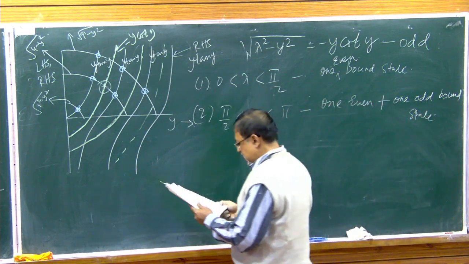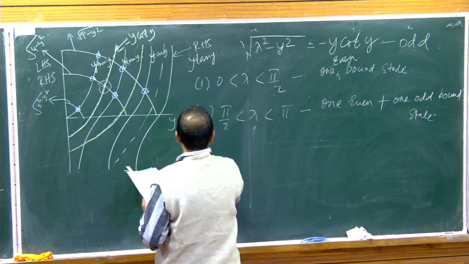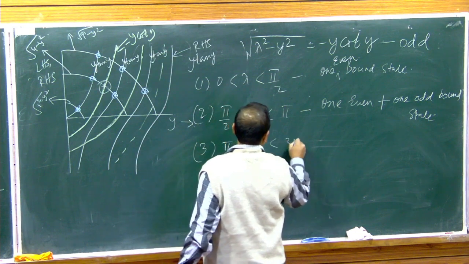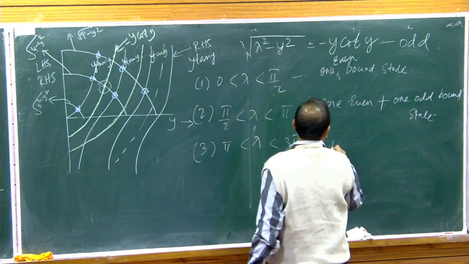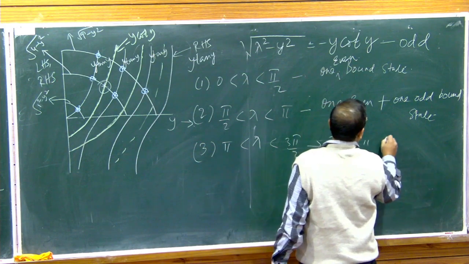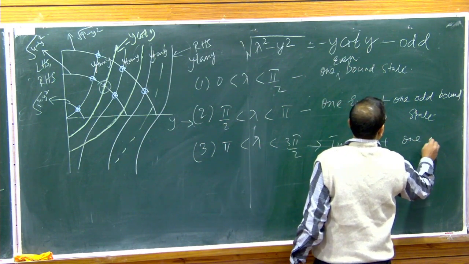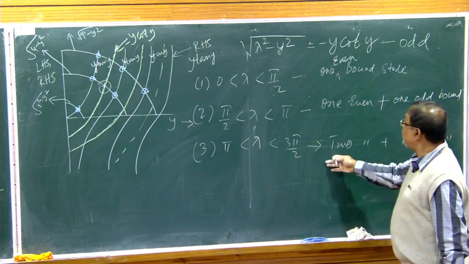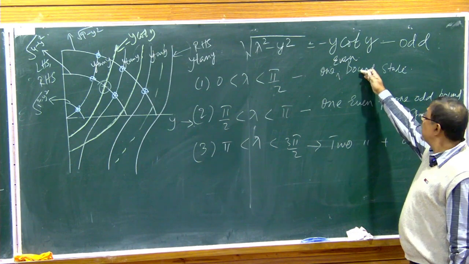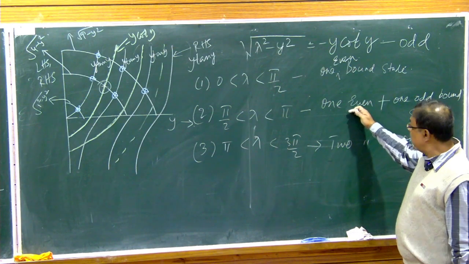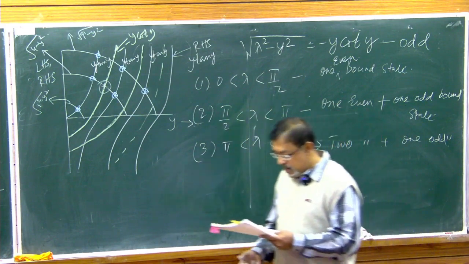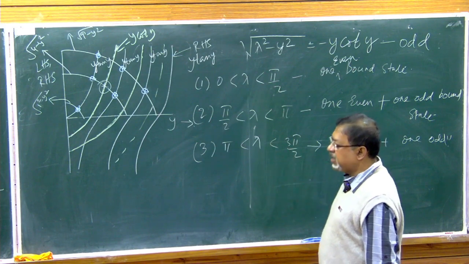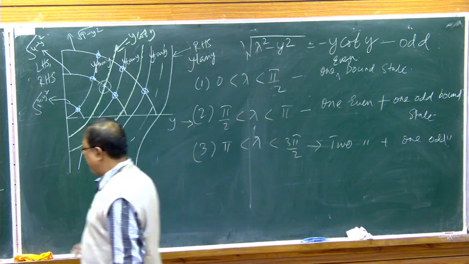And similarly, between pi and 3 pi by 2, you have two even and one odd. And so the total number of bound states here is 1 in the first case. The second case it's 2, 1 plus 1. The third case it's 3, 2 plus 1, and so on and so forth. So let me give you a simple numerical example which will make things easier.